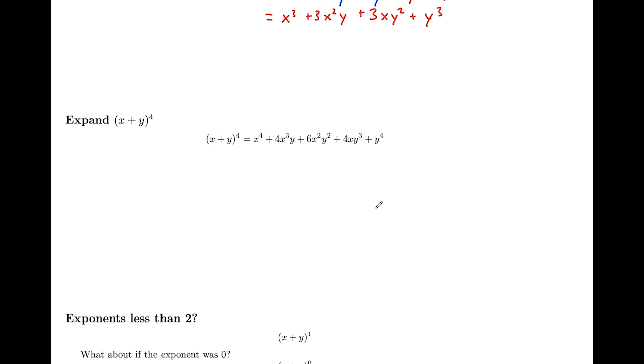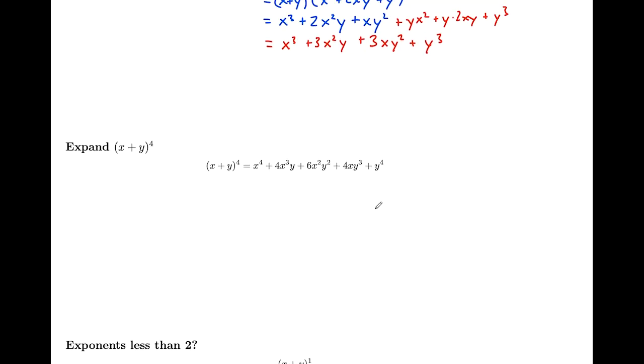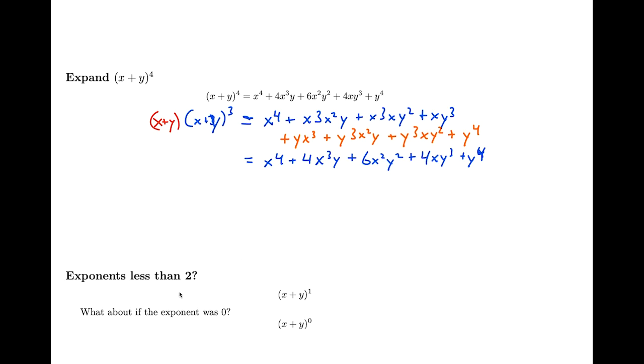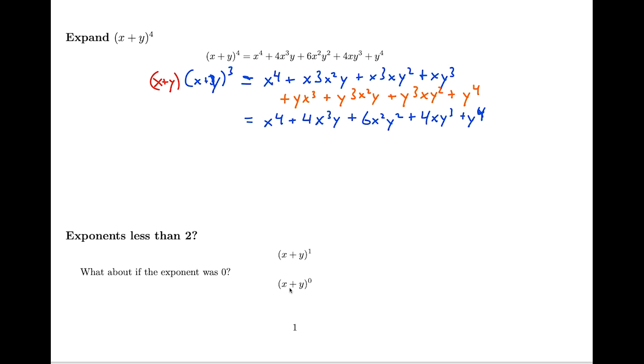Okay, let's expand (x + y) to the exponent 4. You'll have to trust me on this, but I'm going to just do this very quickly. What about exponents less than 4? Well, (x + y) to the exponent 1 is x + y, which is coefficients 1 and 1. And (x + y) to the exponent 0, anything to the exponent 0 is 1.